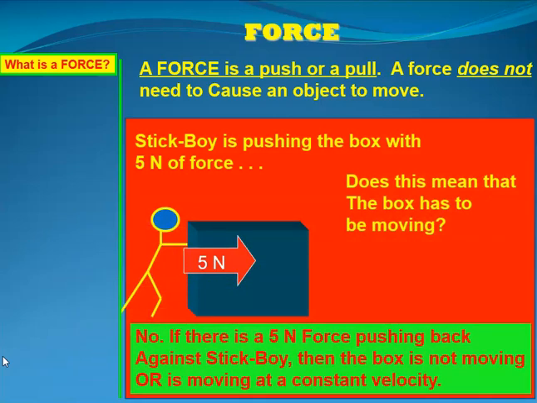The answer is no. If there's a 5 Newton force pushing back against Stick Boy, then the box is not moving, or it's moving at a constant velocity. So the 5 newtons to the right and 5 newtons to the left is called a balanced force, and in that case you don't know whether the box is not moving or whether it's moving at a constant velocity. What you do know is the box cannot be accelerating, that is, changing velocity.